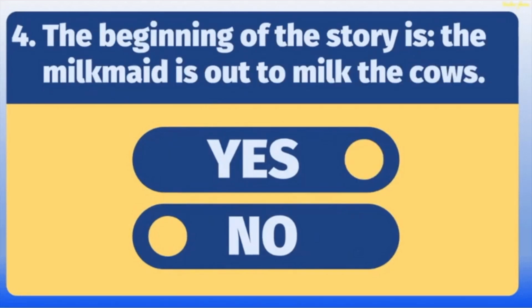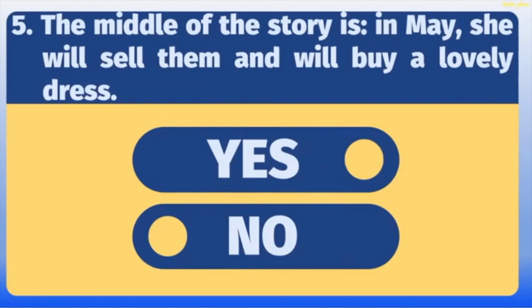Number 4. The beginning of the story is the milkmaid is out to milk the cows. Is it yes or no? Very good. The answer is yes. Last, the middle of the story is in May, she will sell them and will buy a lovely dress. Is it yes or no? You are correct. The answer is yes.